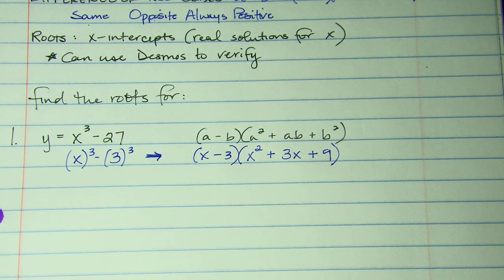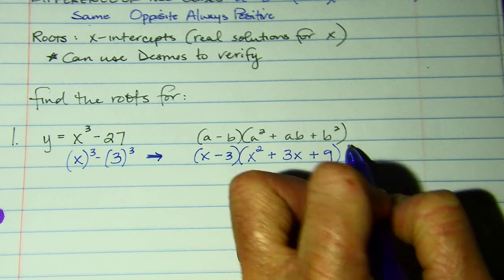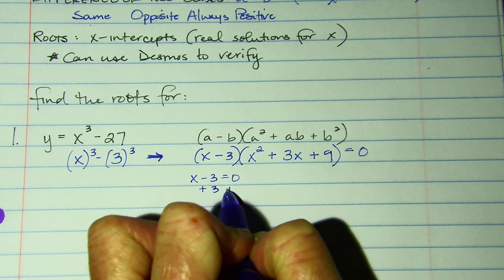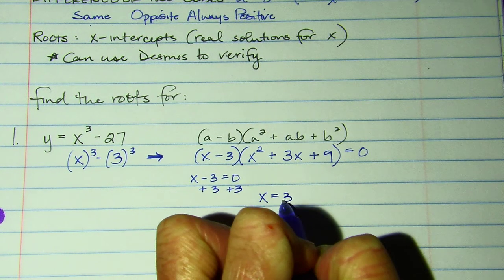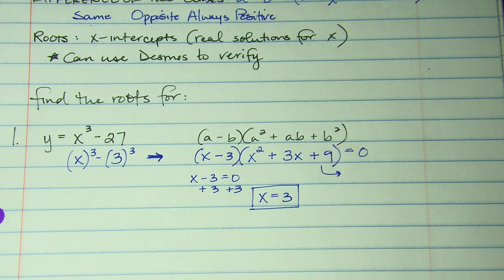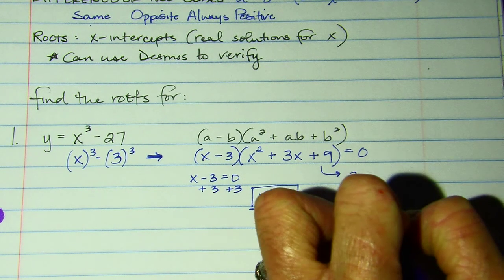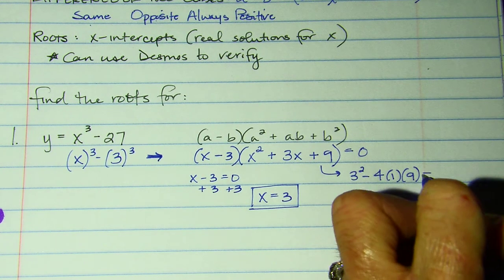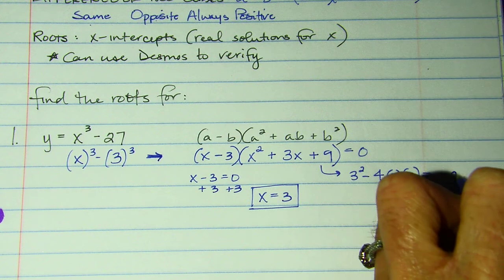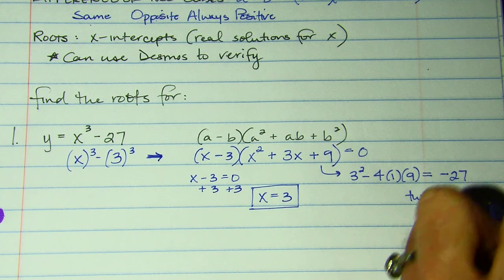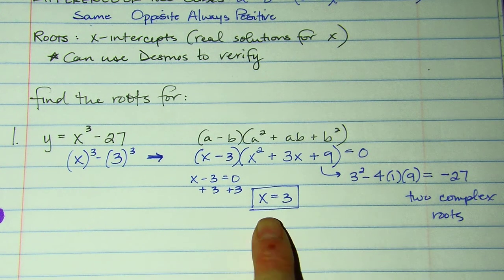Now, there are two ways to verify where my x-intercepts are. This one is easy. X minus 3 equals 0, so I would add 3. So x equals 3. This, however, if I check the discriminant, I bet it gives me imaginary solutions. So 3 squared minus 4 times a times c, that's 9 minus 36. That is going to give me negative 27, which would give me two complex roots. So my only real root is at x equals 3.